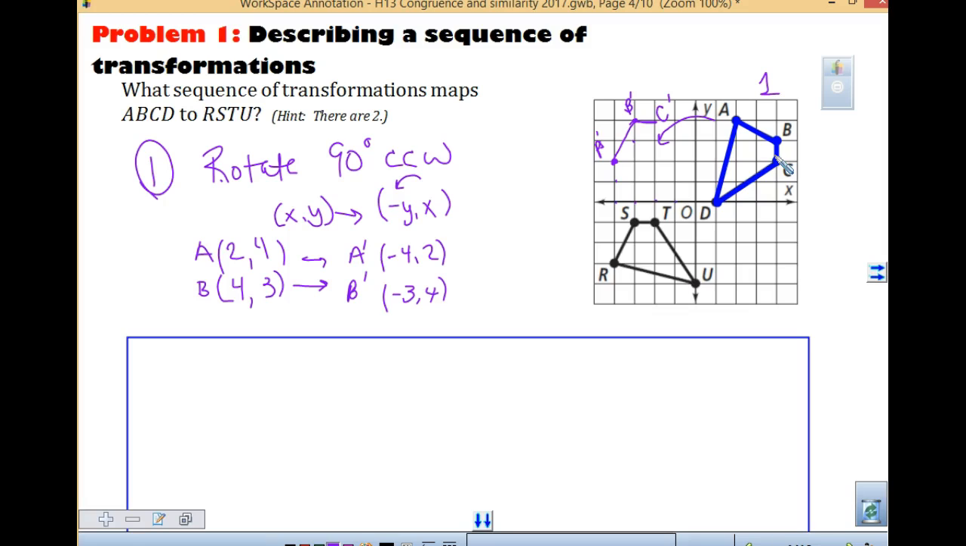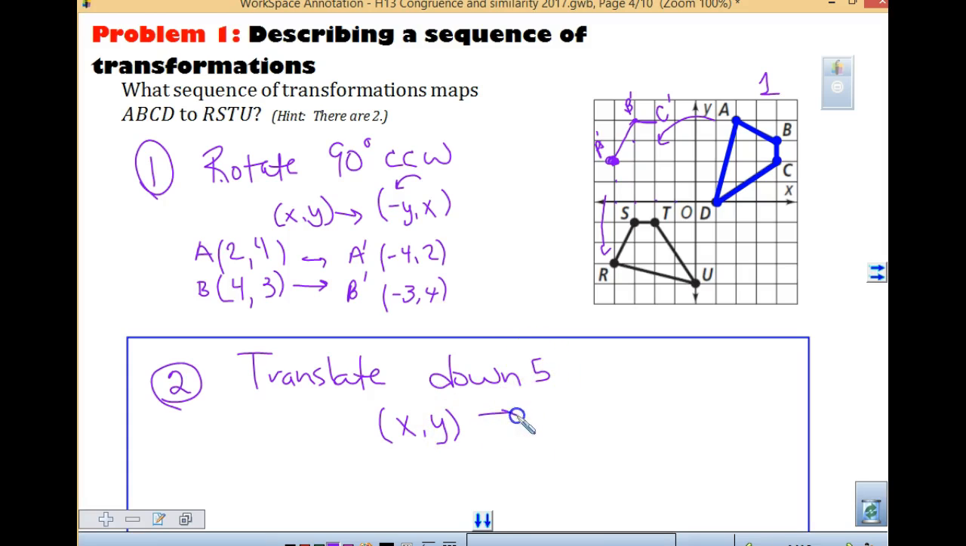Brooke, now how am I moving it after that rotation? What's my second step going to be? What do you think, Bert? I need to get this to be right on top of that R. I'm going to translate. How am I translating it? Just down. Down 5. I can use my notation and say X is not changing, right? And Y was -5.